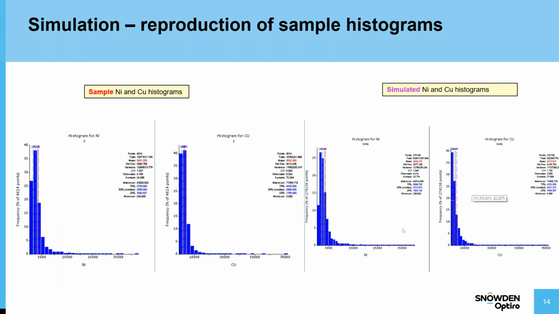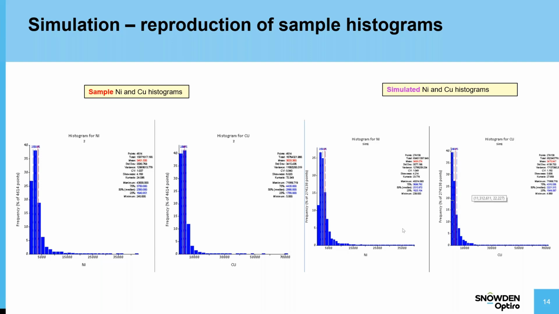Just to prove that, here's the data from the original data. This is nickel and copper, and here is one of the realizations. You can see that they're pretty well spot on. So what we've done now is we generated 10 realizations, and we chose one. And that one best represented the statistics of the input data.